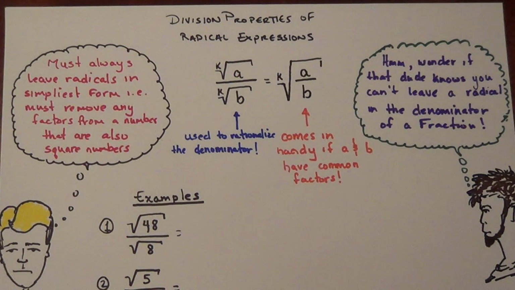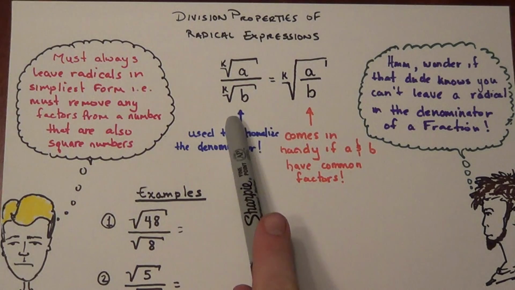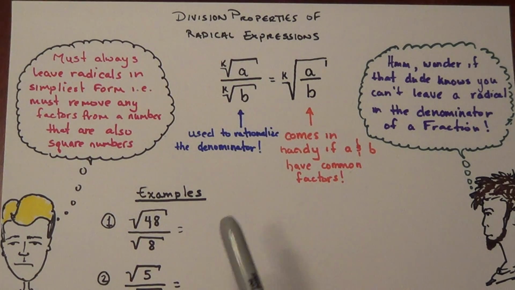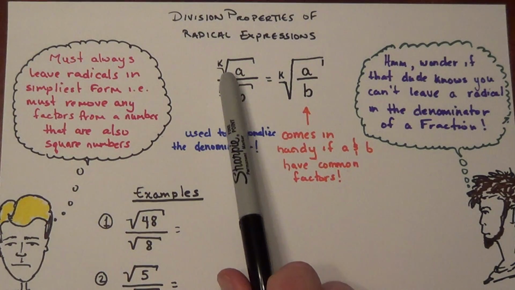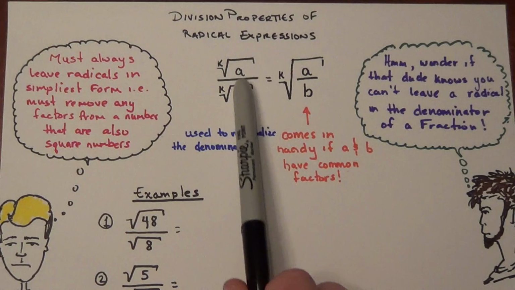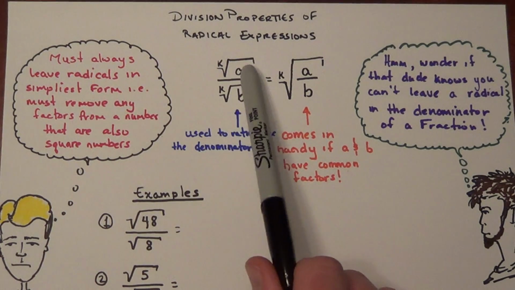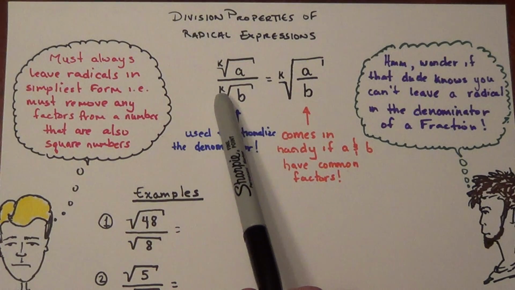Okay, how you doing? We're going to talk about some division properties of radical expressions. Basically, your generic radical expression is going to be the formula of if you have some k index, you're taking the root of some term, okay, and you're dividing it by something that has the same exact root.